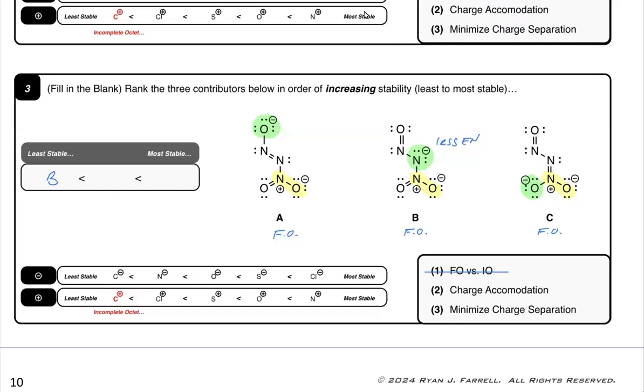Now, between A and C, because their octet status tied, they're both oxygens bearing the negative, we now need to move on to the third rule, which is minimization of charge separation.